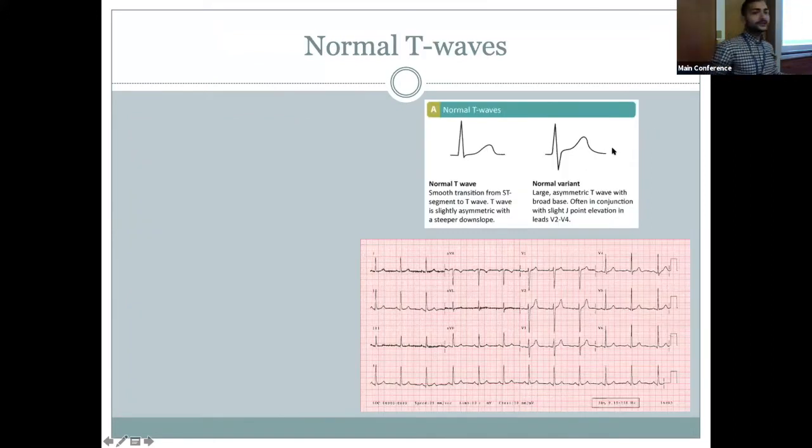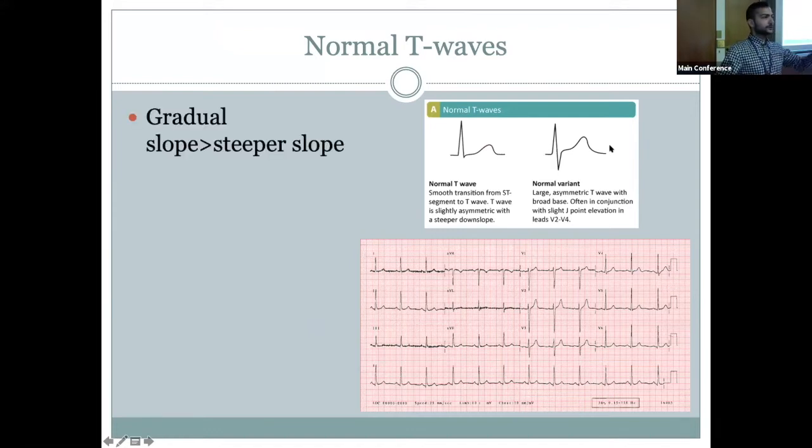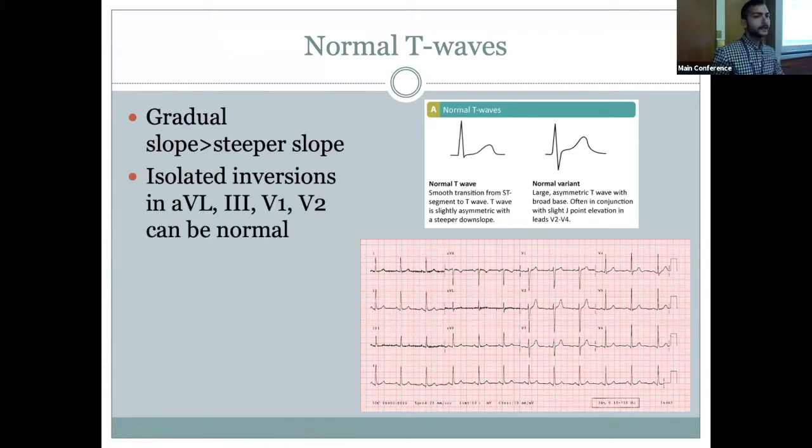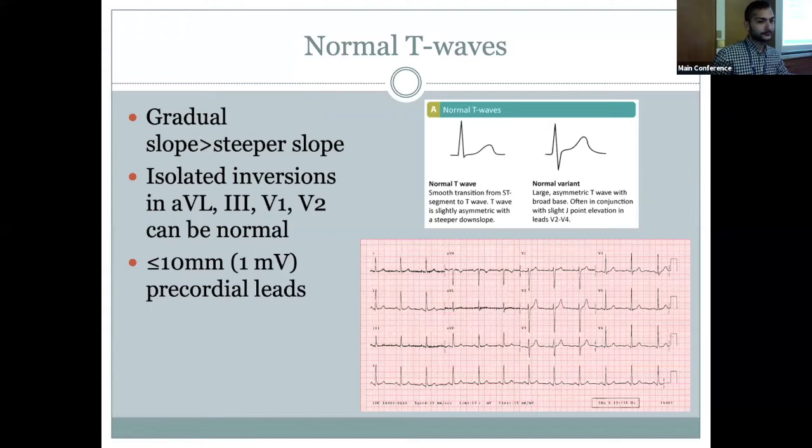So what is the normal T wave? The normal T wave has a gradual slope rising, and then a steeper slope as it's falling back to baseline. Isolated inversions in a couple of leads are tolerated and are completely normal. So isolated inversions in AVL, 3, V1, or V2 can be normal, but they also can not be. And if that's cryptic, you'll see why later.